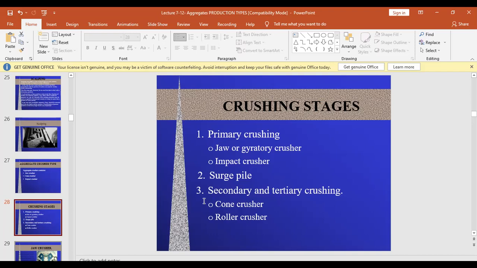Then you have to search pile. Then you have secondary and tertiary crushing. That's a cone crusher and a roller crusher.